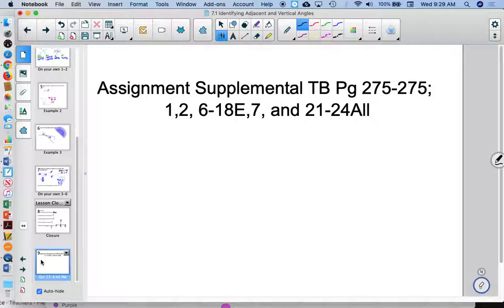There is your assignment. You're working in your supplement here. This is what we're going to be working with for a while. You do not have to bring the big textbook yet. We'll be working with this for a while.